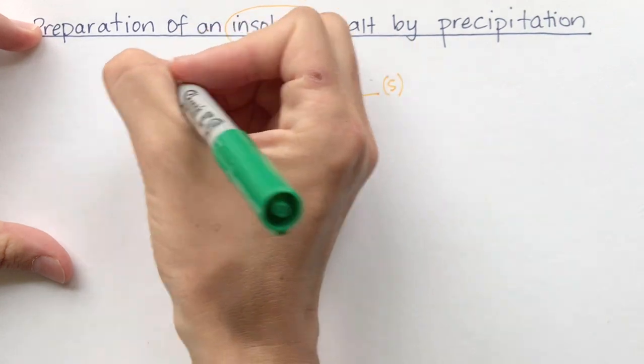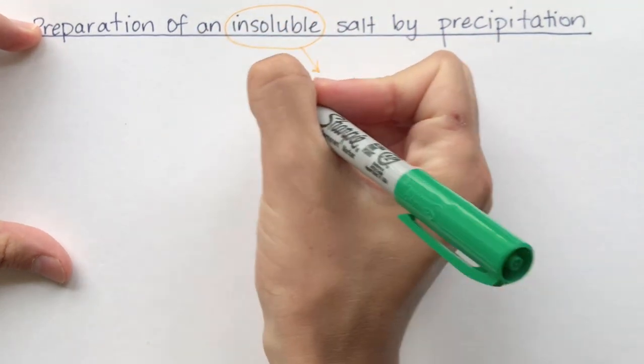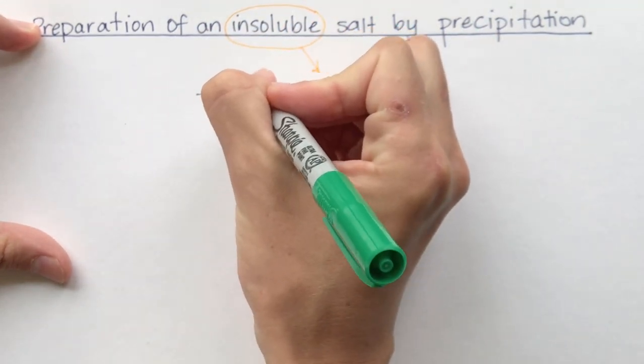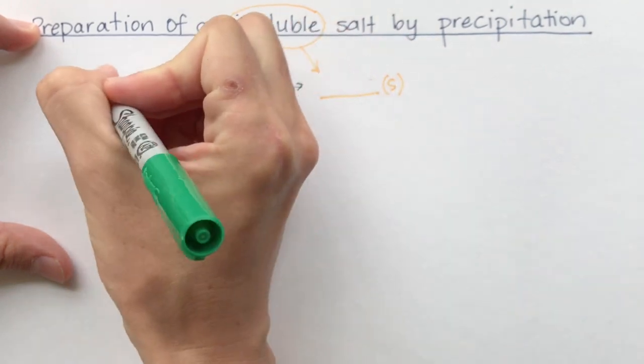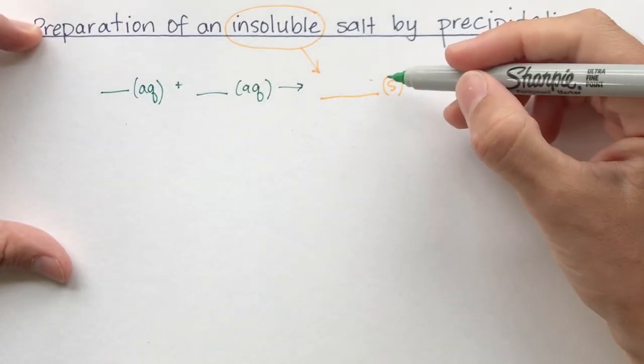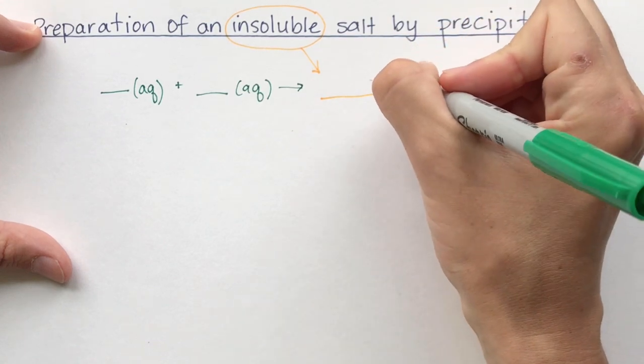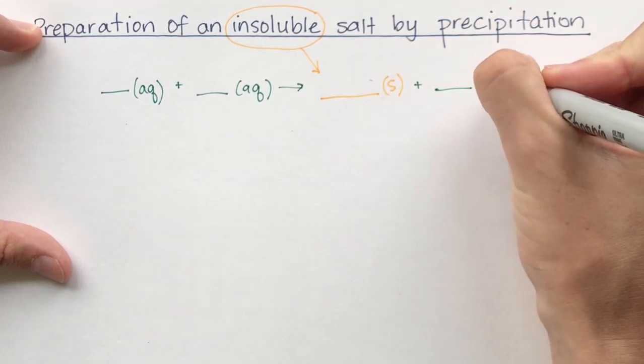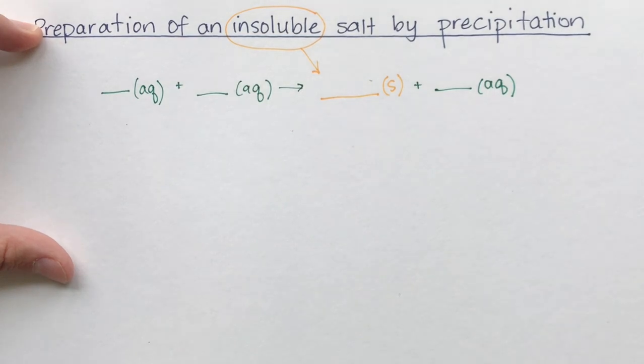So that tells you you're going to have 2 aqueous reactants. They're going to produce your precipitate and a second aqueous byproduct.